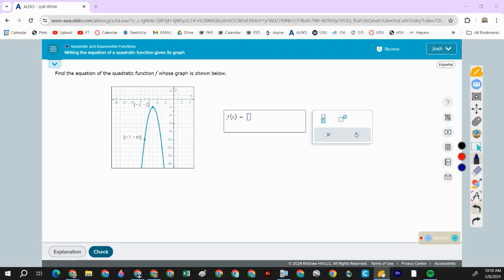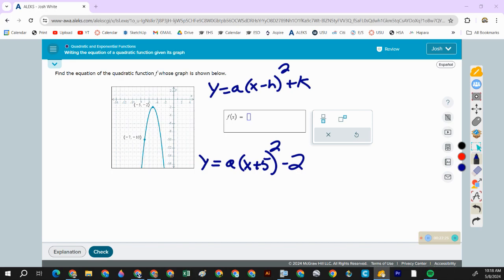All right. What is the equation here? Well, the equation for a parabola in vertex form is y equals a times x minus h squared plus k. So I do know h, negative 5, and I do know k is negative 2. So I can fill those in. Y equals a times x plus 5 squared minus 2. And that gives me the position of the vertex, but I need to know what is the leading coefficient.